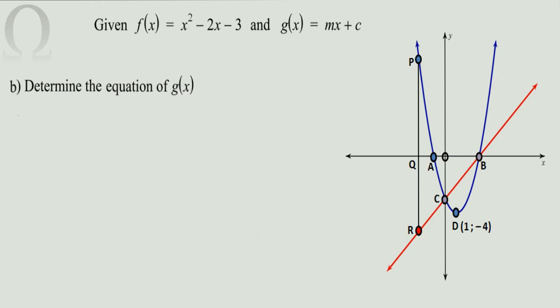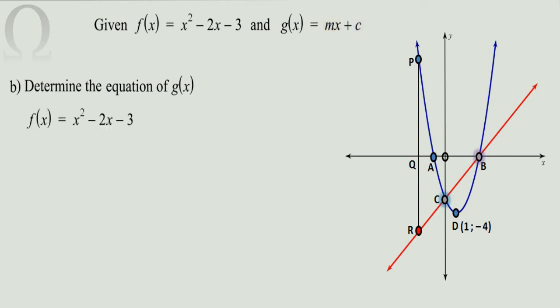Next, we are required to determine the equation of g(x). To do this, we need two pieces of information, since we have two unknown variables, m and c. These two pieces of information that we need usually come in the form of two points that lie on the graph of g(x). Looking at the diagram, point B is an x-intercept of both f(x) and g(x). And point C is the y-intercept of both functions.